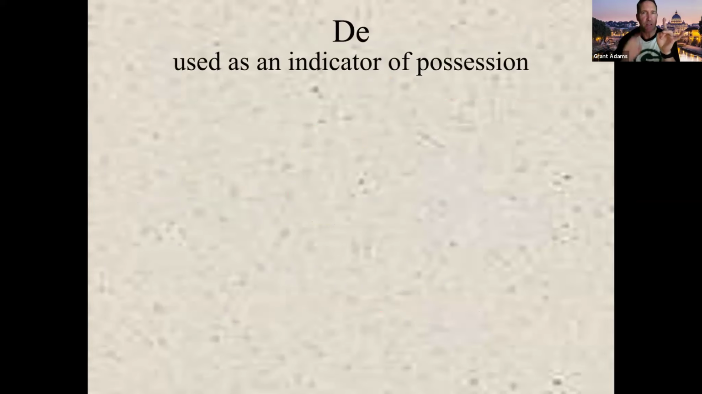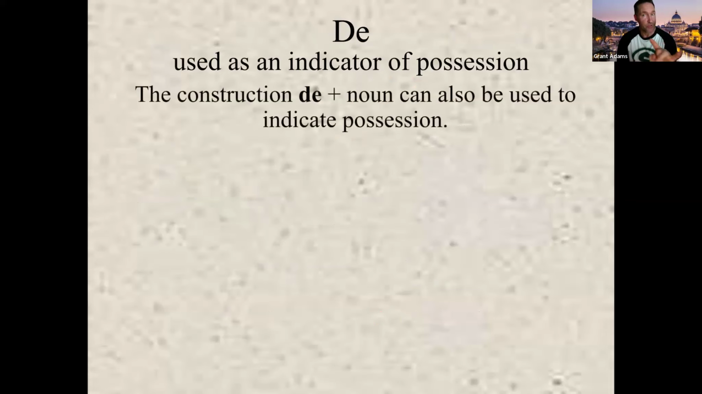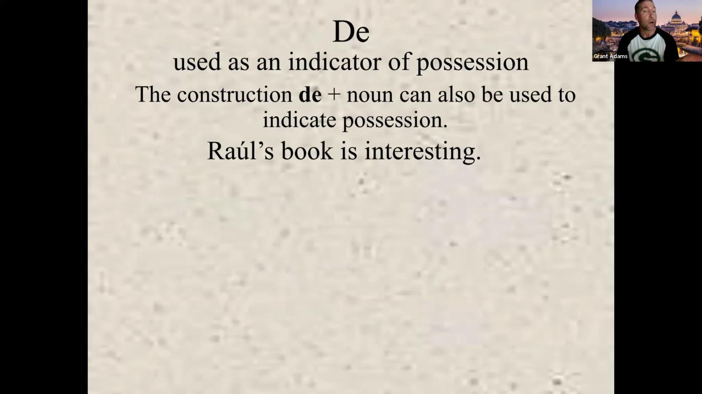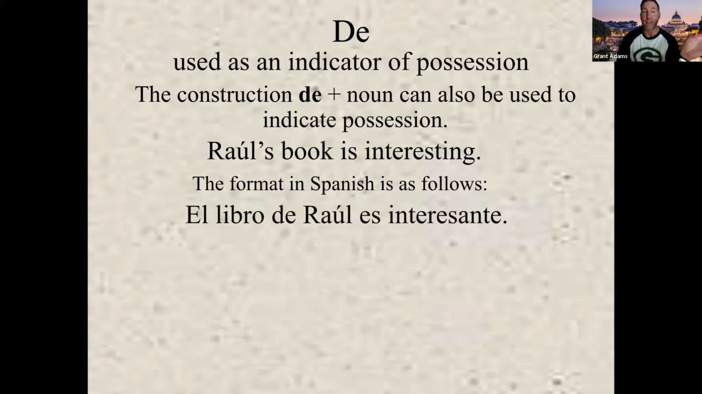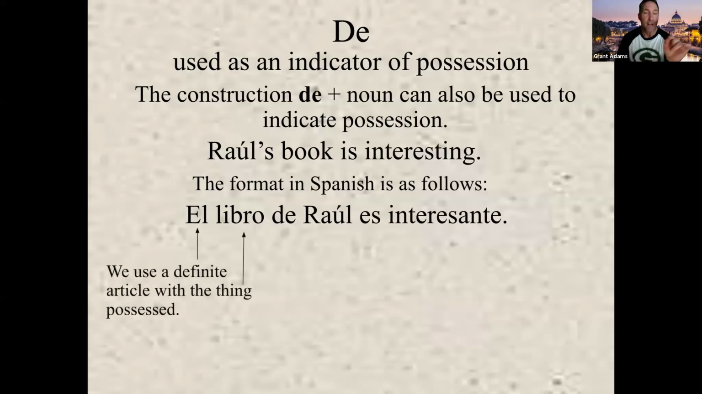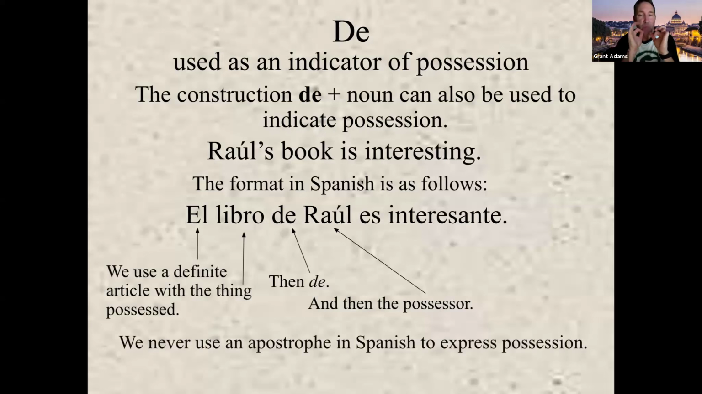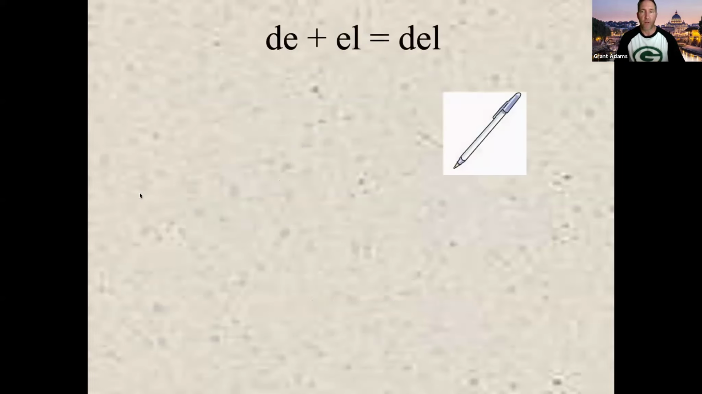De, used as an indicator of possession, right? The construction of de plus a noun. It's like in English, Raúl's book, Raúl's apostrophe book. The format is El libro de Raúl. El libro de Raúl es interesante. We cannot do the apostrophe in Español. We just can't. My house would be mi casa. But if I said David's house, la casa de David, or his house, su casa. La casa de David. Just wanted to remind you of that, okay?